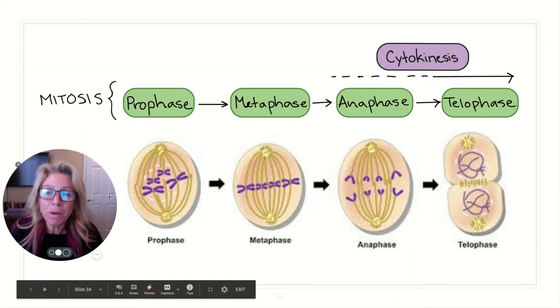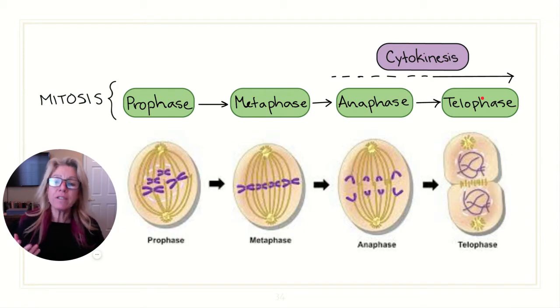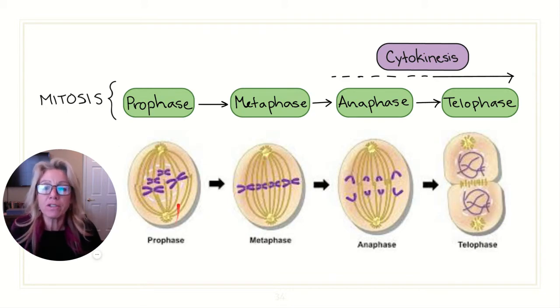So before we get too far, I want to remind you of what we learned in mitosis. We learned about the stages, right? Prophase, metaphase, anaphase, and telophase. We're going to see those same names come up again with the same key events that occur in each one of them. Remember, prophase is always when chromosomes become visible.